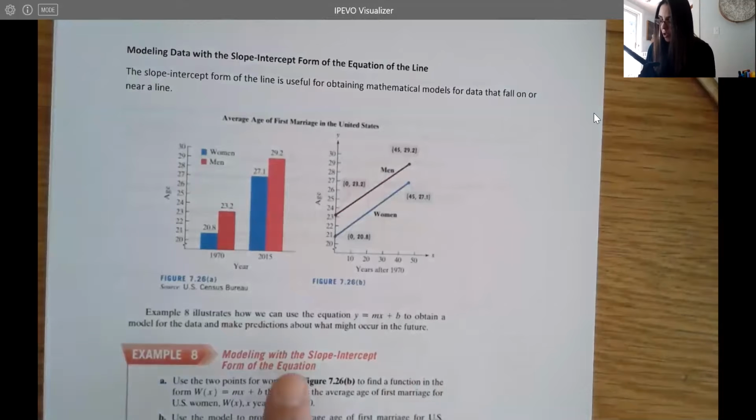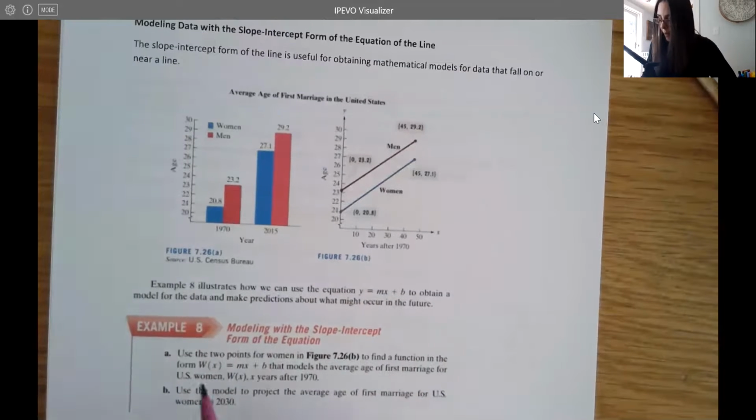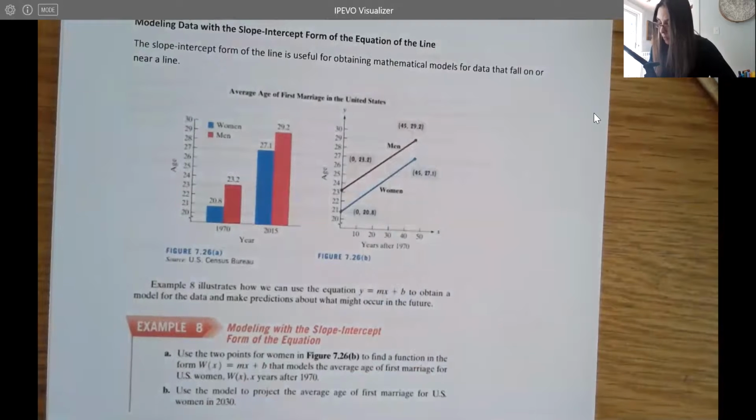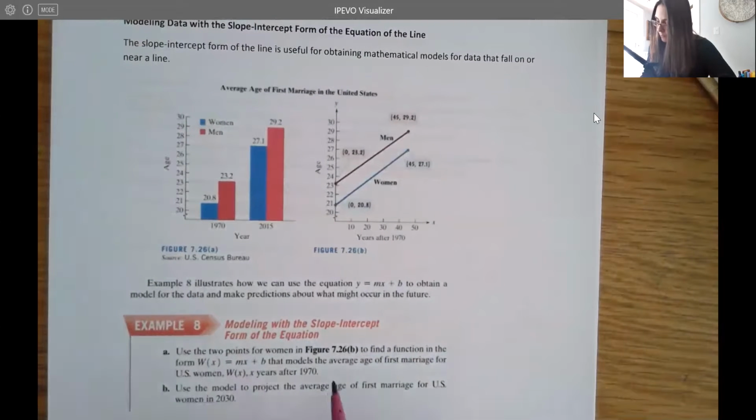So in example 8, we're going to show how we can use that equation y equals mx plus b to obtain a model for the data. And then using that model, we can make predictions about what might occur in the future. So for part A, we're going to use the 2 points for women from figure 7.26b, so I guess we're using this one, to find the function in the form w of x equals mx plus b. So we're just using w for women instead of y here. That models the average age of first marriage for US women, where x is years after 1970.